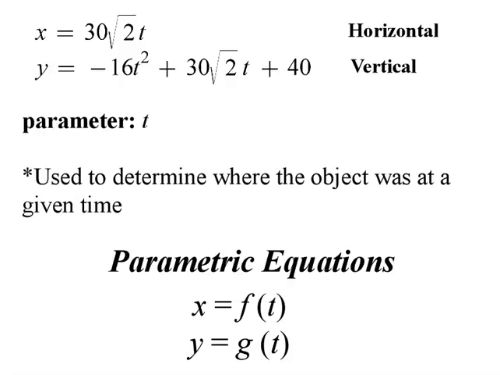We use parametric equations to determine where the object was at a given time. In general, parametric equations have the form x equals f of t and y equals g of t. And so we're going to go ahead and look at an example of how we graph a system of parametric equations. Should be fairly easy.